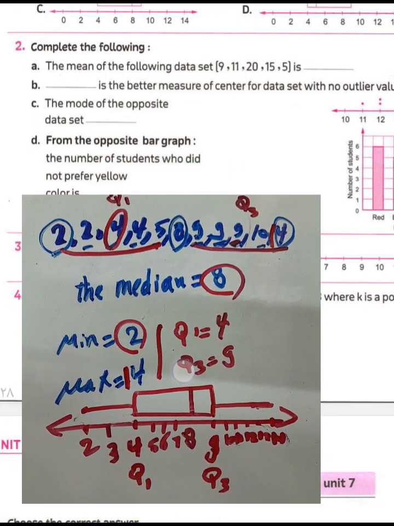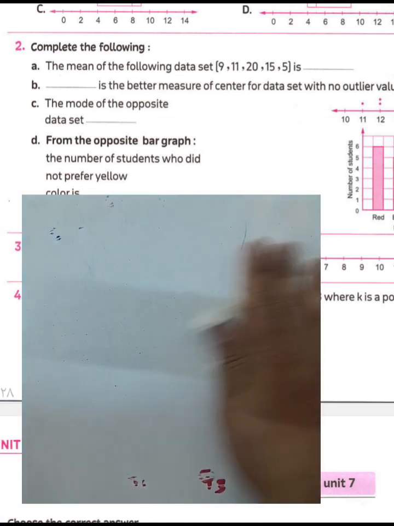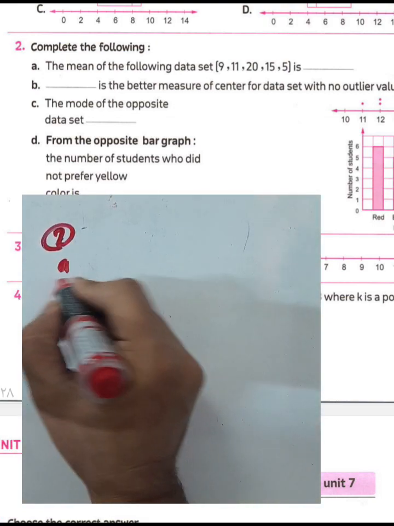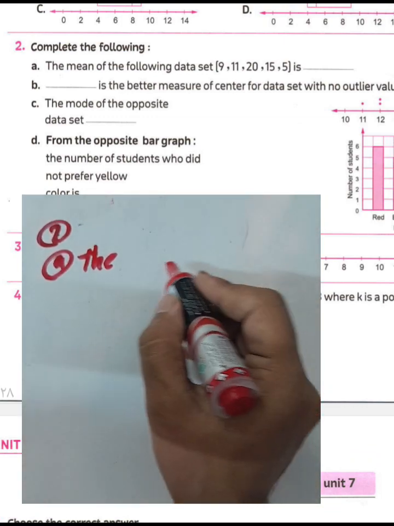Letter A. The mean of the following data. Here we can find the mean by adding all the values and dividing by the number of the values. Question number 2, letter A. The mean.